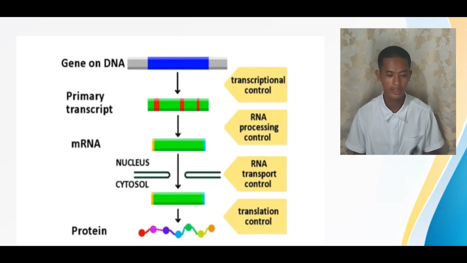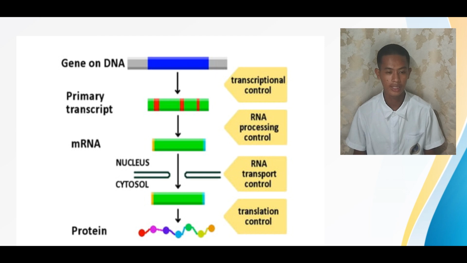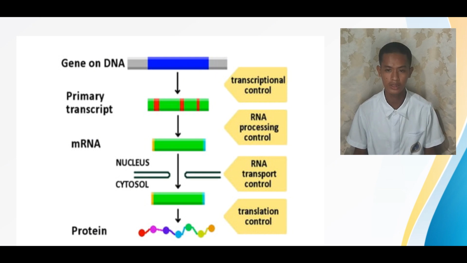This figure is a diagram showing at which stage in the DNA, mRNA, protein pathway expression can be controlled. First, the gene on DNA; second, the primary transcript; third, mRNA; and fourth, the nucleus and cytosol. The controls are: first, transcriptional control; second, RNA processing control; third, RNA transport control; and fourth, translation control.